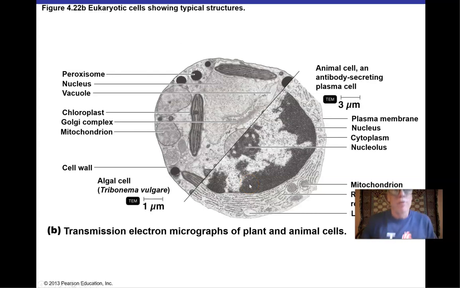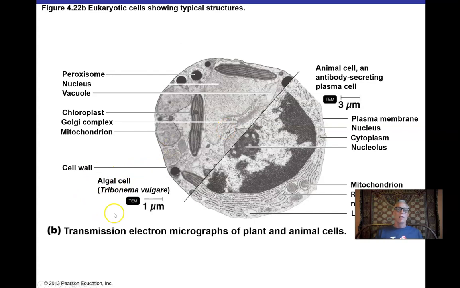Here's a little micrograph showing a eukaryotic cell on one side and a prokaryotic cell on the other side. So here's a nucleus of a eukaryotic cell over here and all the endoplasmic reticulum on the outside. And here's a prokaryotic cell over here. You see a chloroplast inside there, and some mitochondria in there, Golgi complex. All the basic organelles are there except no nucleus.